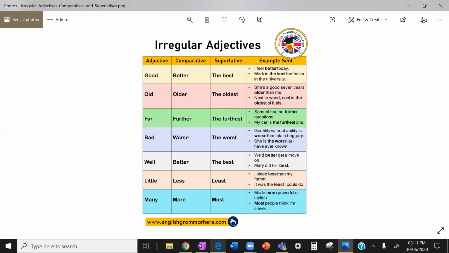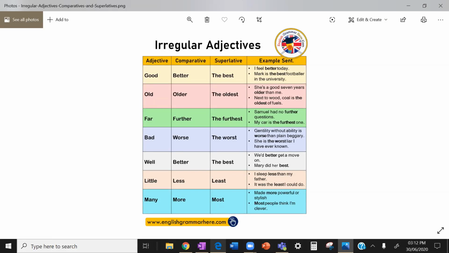Old, older, the oldest. Far, further, the furthest. Bad, worse, the worst. Good, better, the best. Little, less, least. Many, more, most.